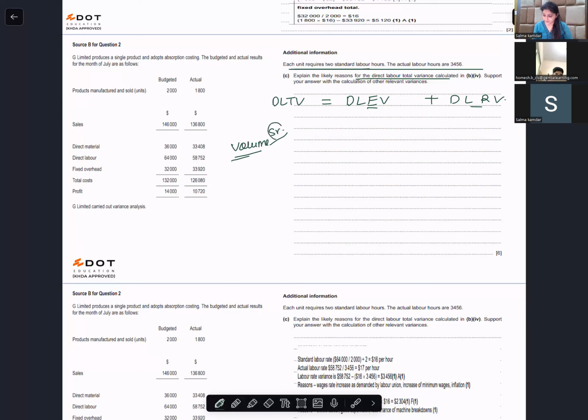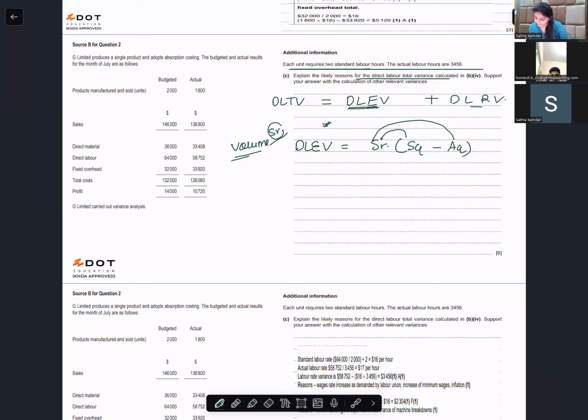So let's take the efficiency variance. How will you get direct labor efficiency variance? It is standard quantity, the standard hours, minus actual quantity, multiplied by the standard rate. Standard rate into standard quantity and standard rate into actual quantity.